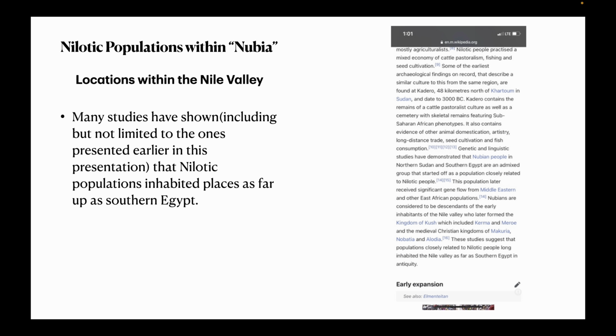Now we're looking into the Nilotic population. So here we can see that genetic and linguistic studies have demonstrated that Nubian populations in northern Sudan and southern Egypt are an admixed group that started off as a population closely related to Nilotic people. This population later received significant gene flow from the Middle East and other East African populations. Nubians are considered to be descendants of the early inhabitants of the Nile Valley who formed the kingdom of Kush, which included Kerma, Meroe, and the medieval kingdoms of Makuria, Nobatia, and Alodia. These studies suggest that populations closely related to Nilotic people long inhabited the Nile Valley as far as southern Egypt in antiquity.